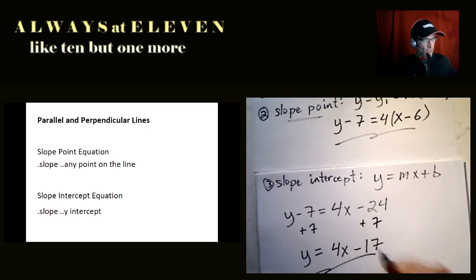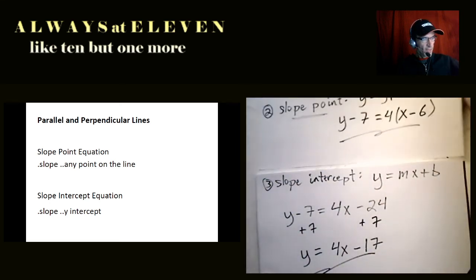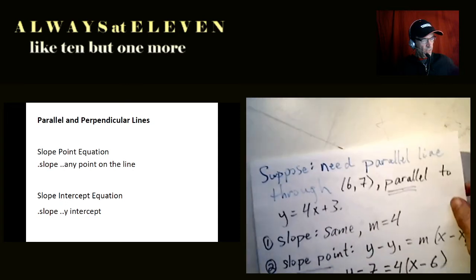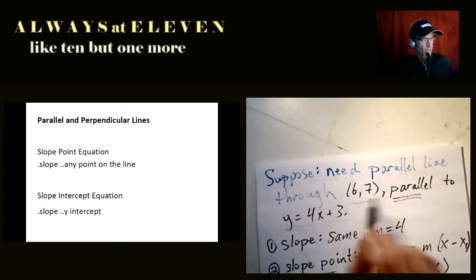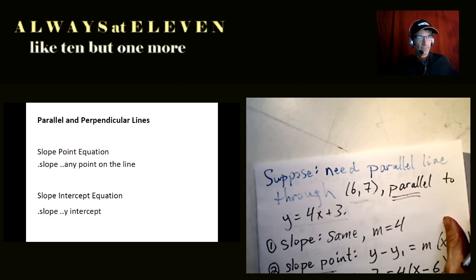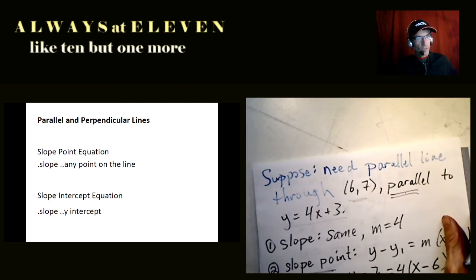So this is our answer now for the slope intercept form of the line that we needed in the very beginning. The line that we needed was parallel to this and through that point. Mission accomplished.